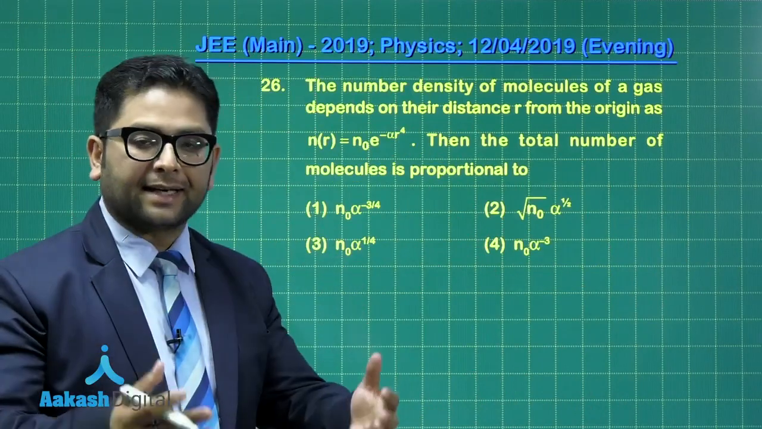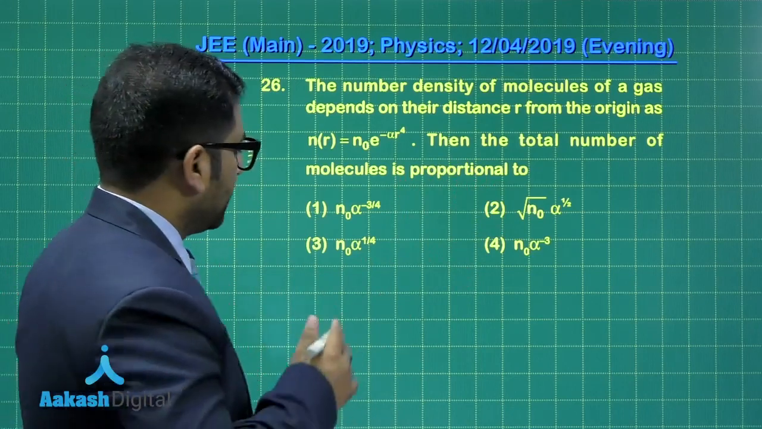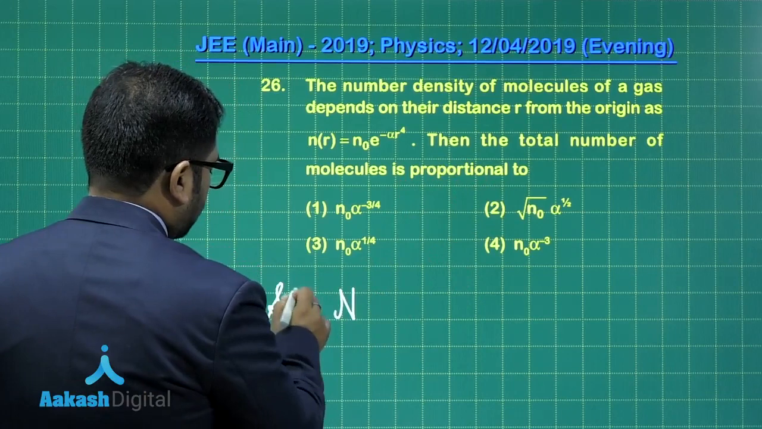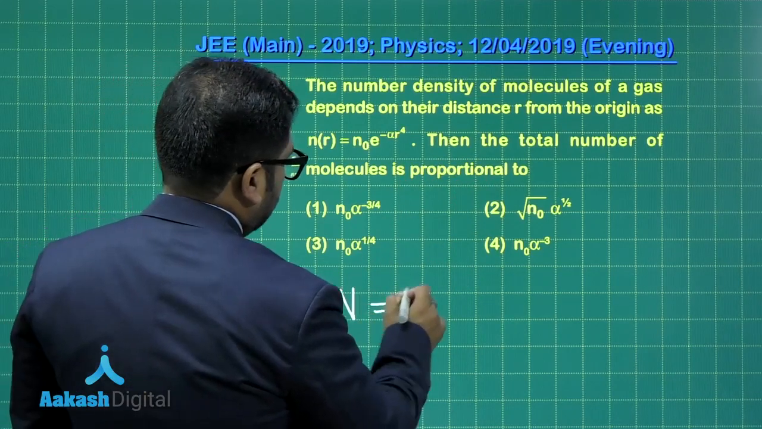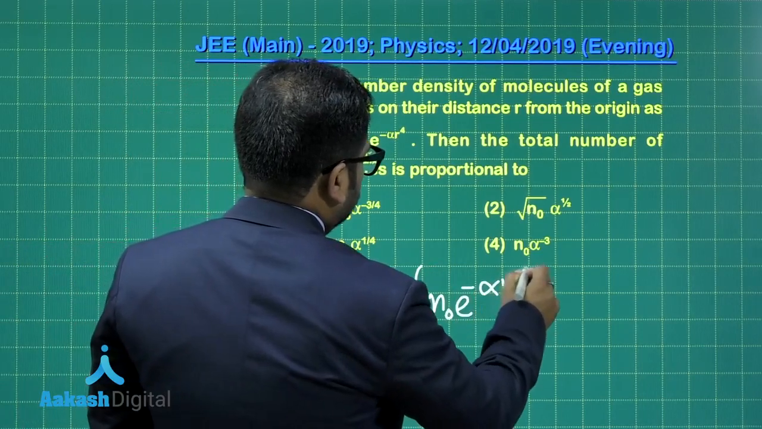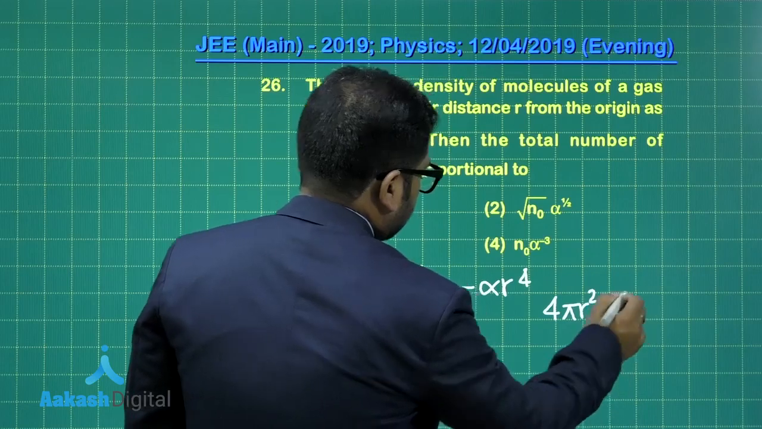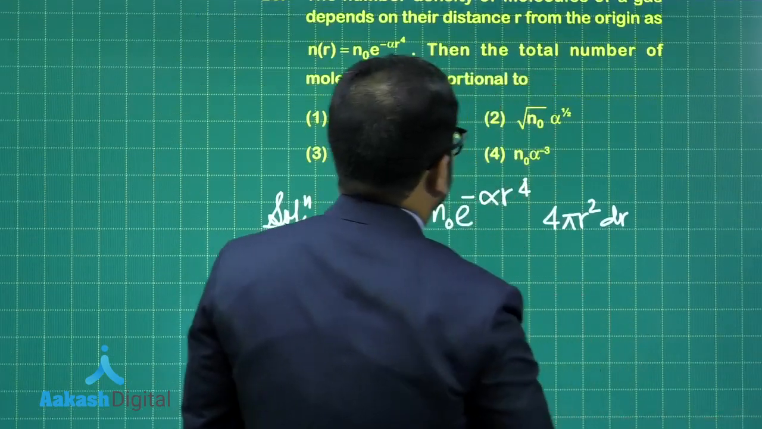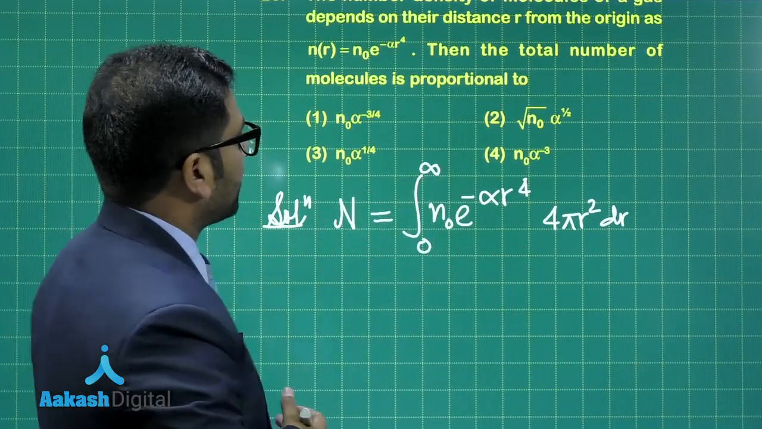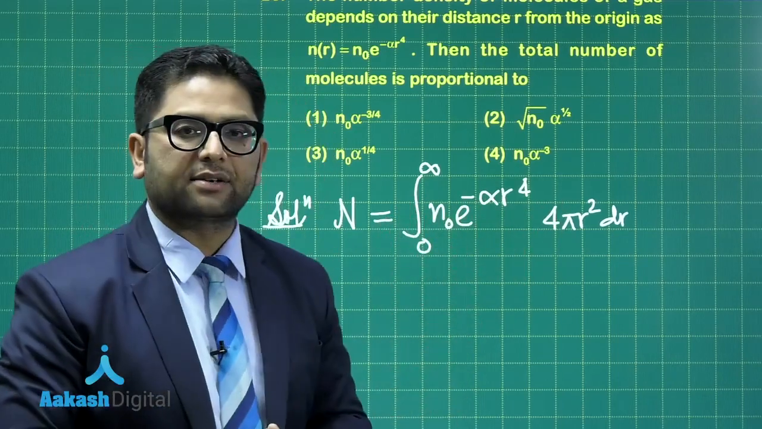And we need to calculate the total number of molecules. That means extending from r equals 0 to r equals infinity. To do that, what we will see is that the total number of molecules is going to be the integral of n naught e raised to the power minus alpha r raised to the power 4 into 4 pi r square dr. And what would be the limit? Of course, the limit is 0 till infinity. That's the limit of r. Now you could see this involves a very nice integration.